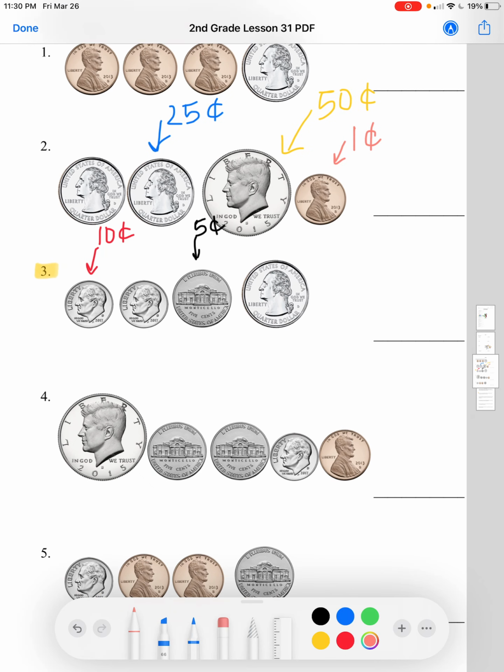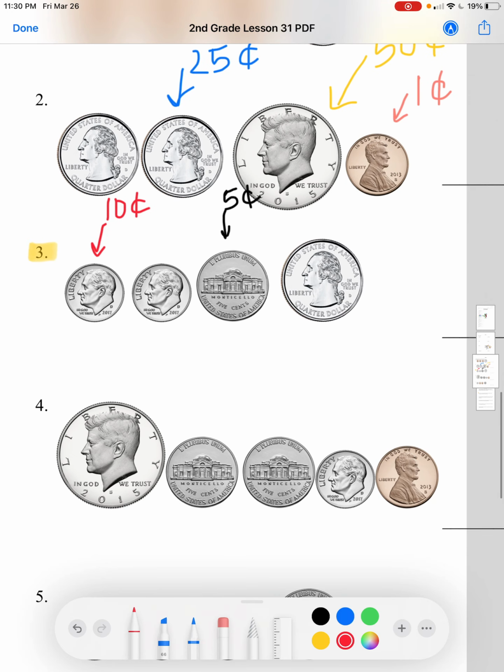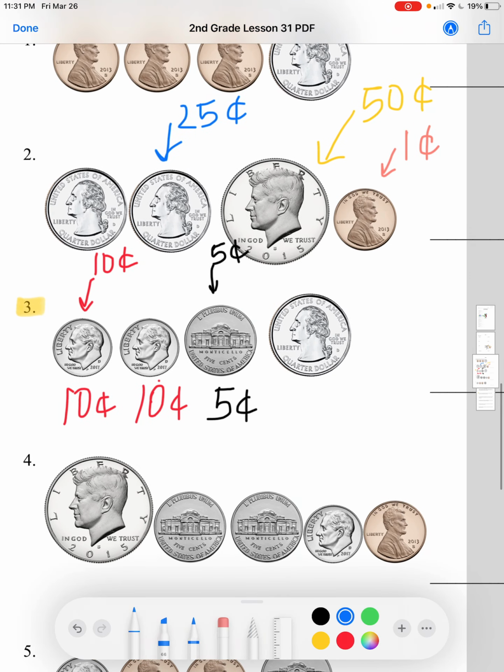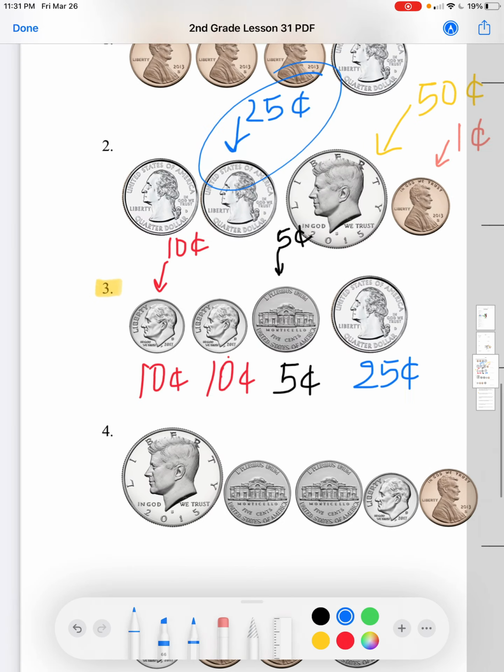So now let's actually take a look at number 3. We have these 4 coins here. Let's just write down how much each coin is. So we have a dime right here. This is 10 cents. Another dime here, 10 cents again. Right here, this is the nickel, which is 5 cents. And then here, this is the quarter. They look the same, and this is the quarter, 25 cents. And now we want to find the total value of this collection of coins, so we're going to add.